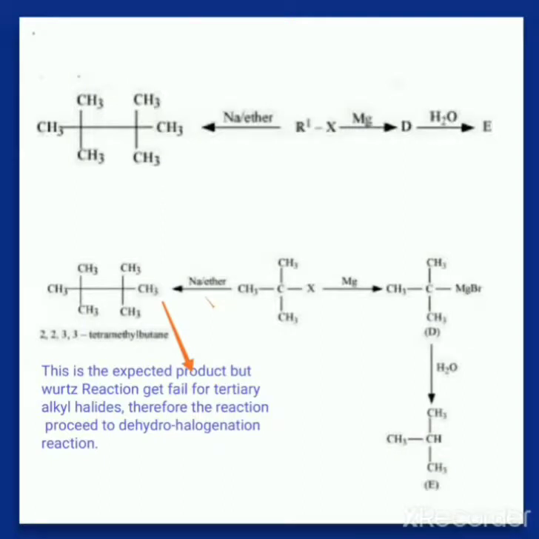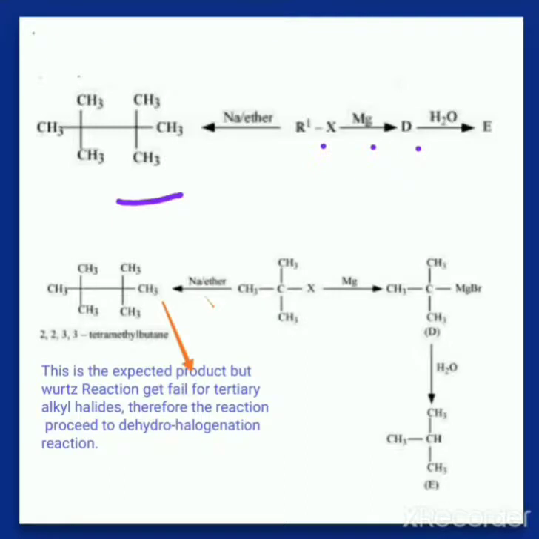In this reaction, let us start from here. R-X reacting with magnesium gives rise to D. D means it should give an RMgX product. But we need to identify that R dash. We need to identify the R dash here, so that can be easily understood from this equation.